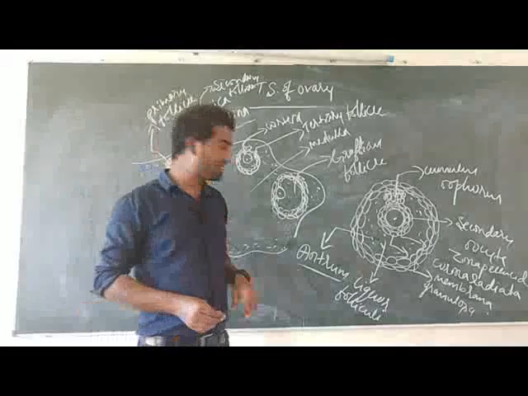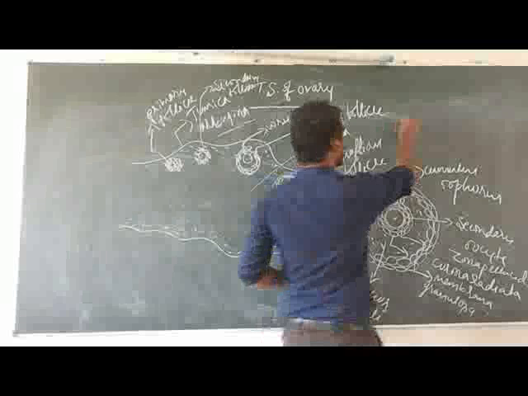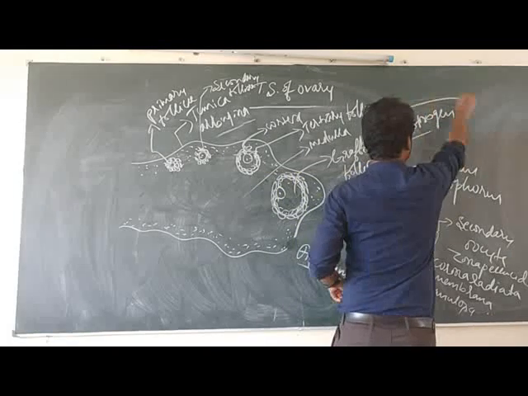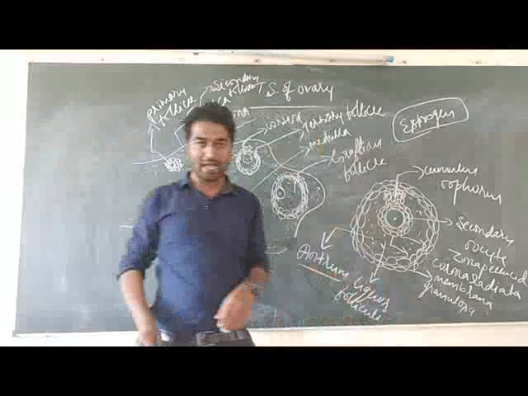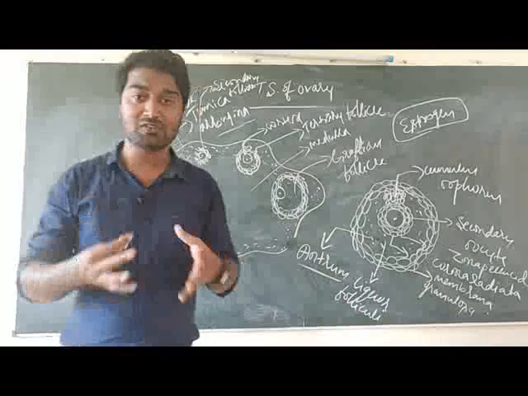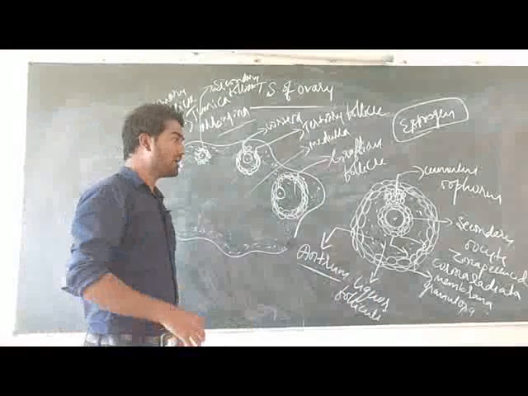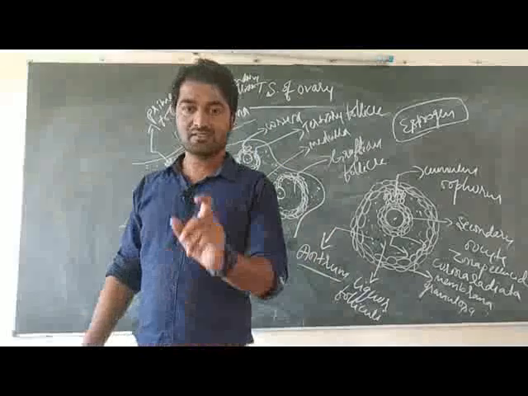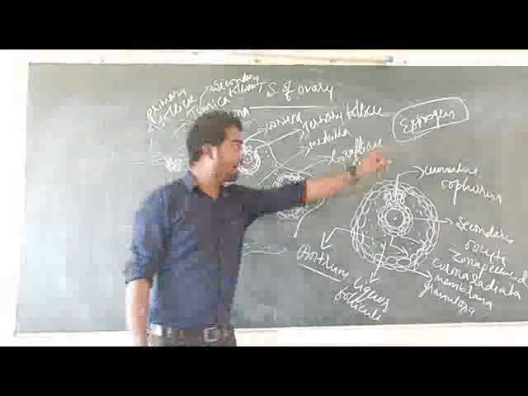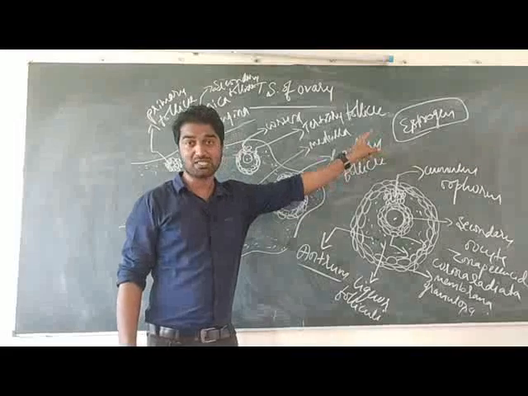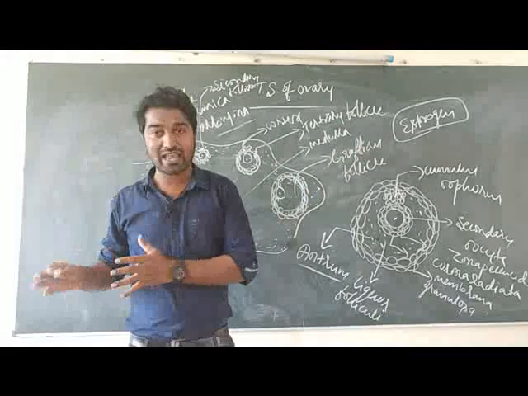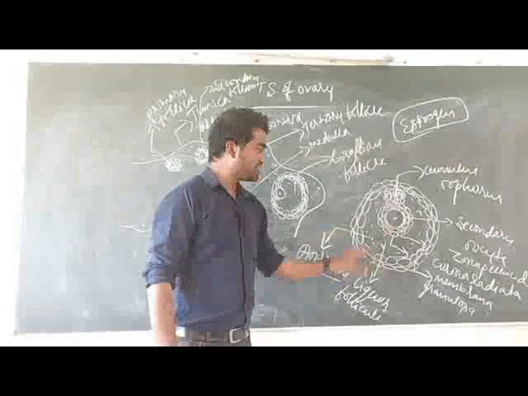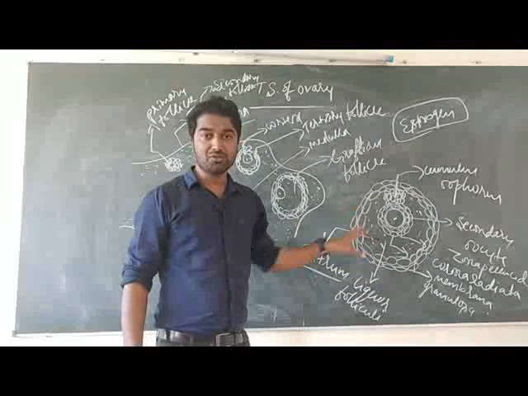These cells are known as membrana granulosa, and they secrete one female hormone. That hormone is known as estrogen. Estrogen hormone is secreted by membrana granulosa cells. This is the female hormone, and estrogen is responsible for the secondary sexual characters in the case of females. Okay, and this is the structure of a matured Graafian follicle.